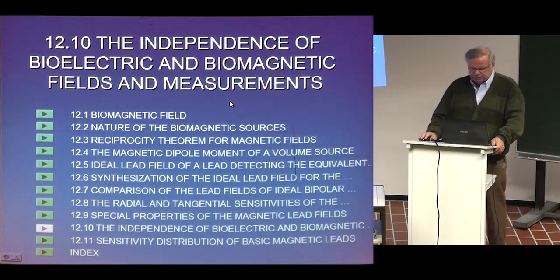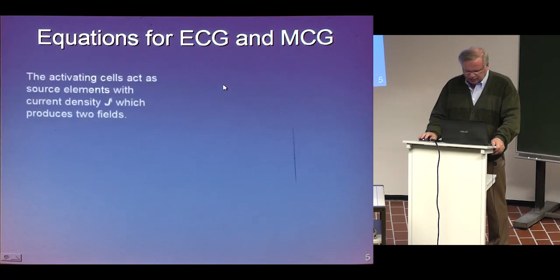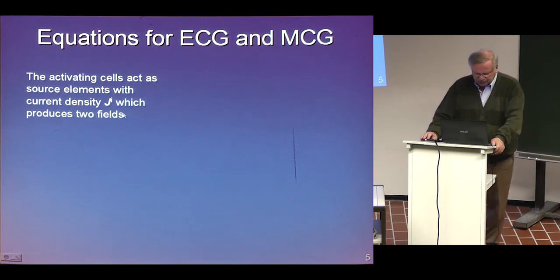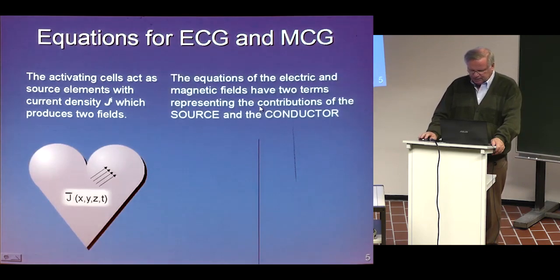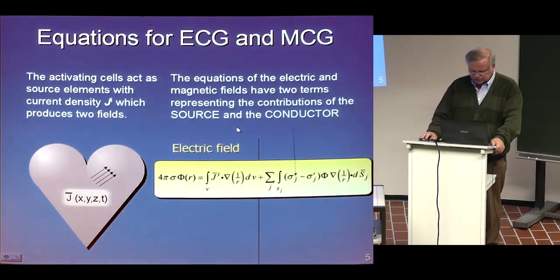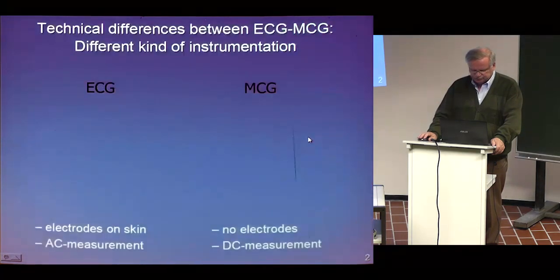Now I discuss a little bit more about the independence of bioelectric and biomagnetic fields and measurements. I return to the equations of ECG and MCG. The activating cells act as source elements with current density Ji, which produce two fields, which I did show you before. Equations of the electric and magnetic fields have two terms representing the source and the conductor. That I have shown you before.